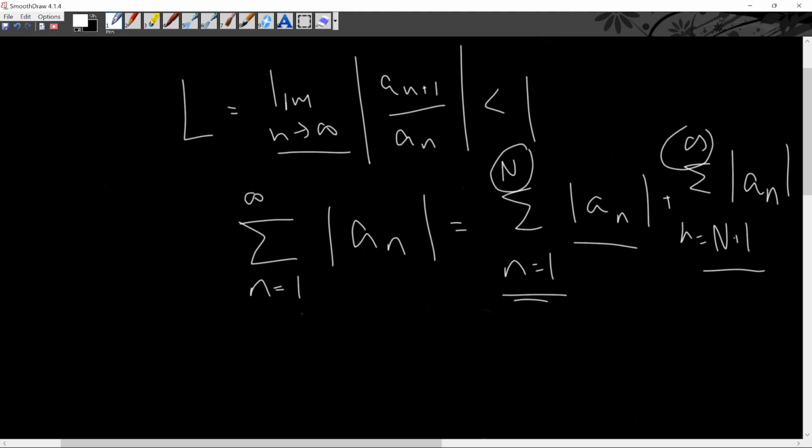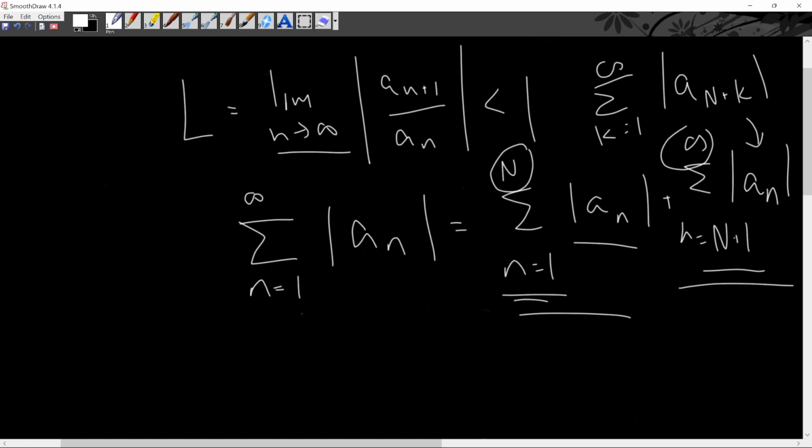Then since this is finite, then this is finite. Hold on. Let me think about this. So we said that the sum from k is equal to 1 to infinity of a sub capital N plus k is equal to this, right? The sum from n is equal to capital N plus 1 up to infinity. And we agree that this is convergent. This is a partial sum, right?